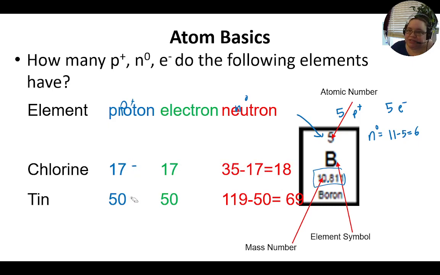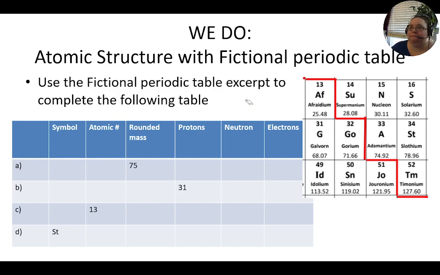It doesn't matter whether it's the real elements or the fictional elements, they all work exactly the same. The atomic mass is my protons plus my neutrons. Atomic number is my protons, always and forever. So pause the video here and take a moment to try to do these fictional elements. See if you can determine and fill in the charts for them.